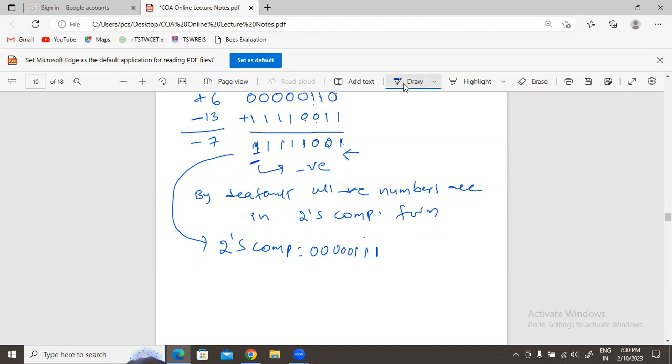1, 2, 3, 4, 5. Okay. Now what is this number? Now tell me. As we are converting it to 2's complement form, this must have the negative sign. Now what is this value? 4 plus 2 plus 1. So this is 7.